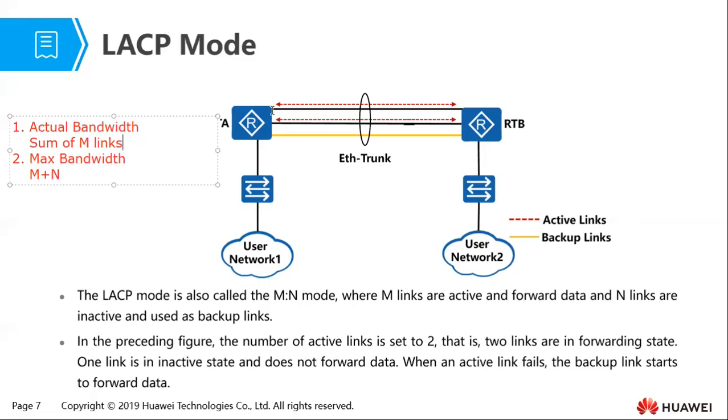So for example, if these interfaces here are 1 gig, then the actual bandwidth of this Ethernet trunk is 1 plus 1, the sum of the active links, which becomes 2 gig. Now the maximum bandwidth is 1 plus 1 plus 1, which is 3 gig. So it's important to understand the difference between those two.